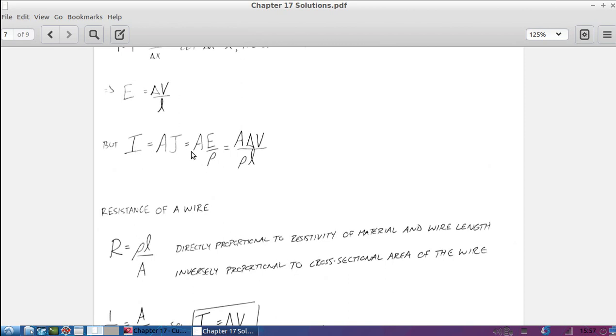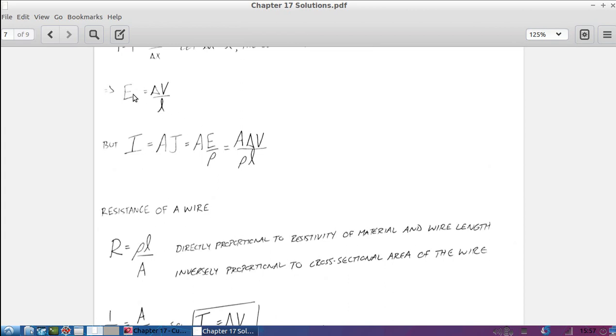So my current is proportional to the cross-sectional area, proportional to the electric field strength, and inversely proportional to the resistivity. So that kind of makes sense, right? If you think of a pipe of water, what's pushing the water through? E. How large is the pipe? A. And how difficult is it to push water through? Rho. So that's a nice proportionality, nice relationship right there.